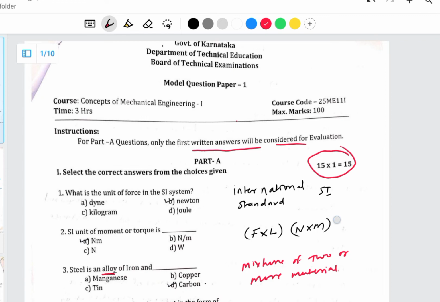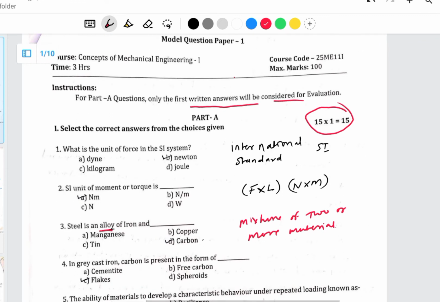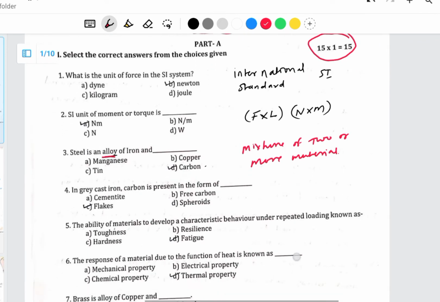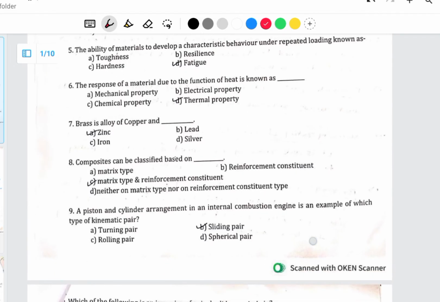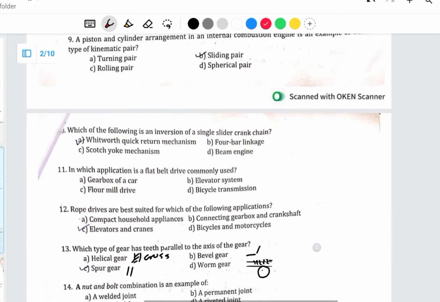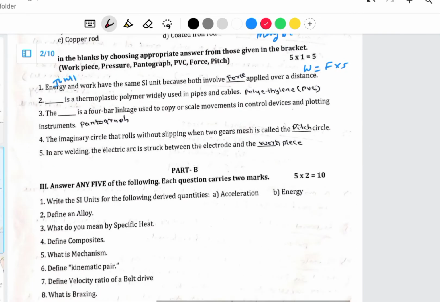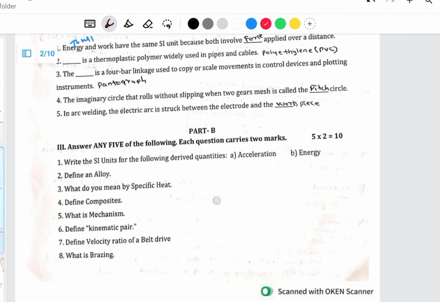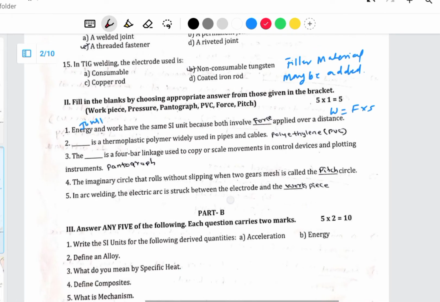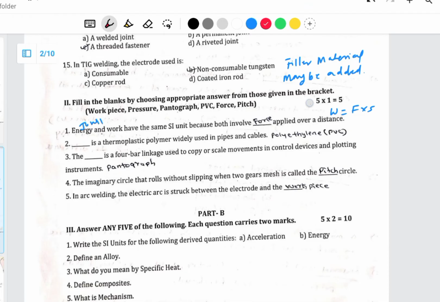Okay. So there will be 15 questions for the MCQ, each for 1 mark, meaning 15 marks for MCQ. The next part: in Part A you also have fill in the blanks for 5 marks. Each fill in the blank is for 1 mark, total 5 marks. So 20 marks you are going to get for MCQ and fill in the blanks.